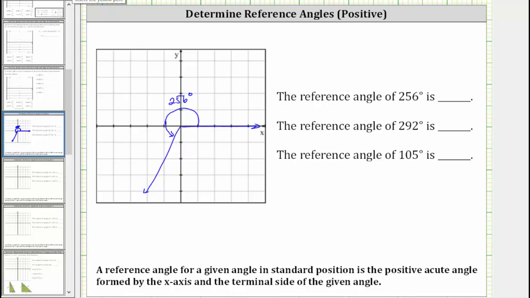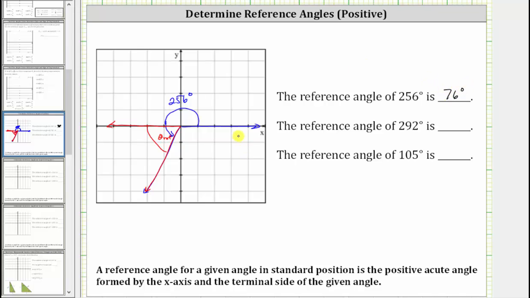The reference angle is the acute angle formed by the terminal side, this right here, and in this case the negative x-axis. So this acute angle is the reference angle, and now we need to determine the measure of this angle. If we recognize that we rotated 76 degrees past the negative x-axis to determine the terminal side of 256 degrees, we already know the reference angle is 76 degrees.